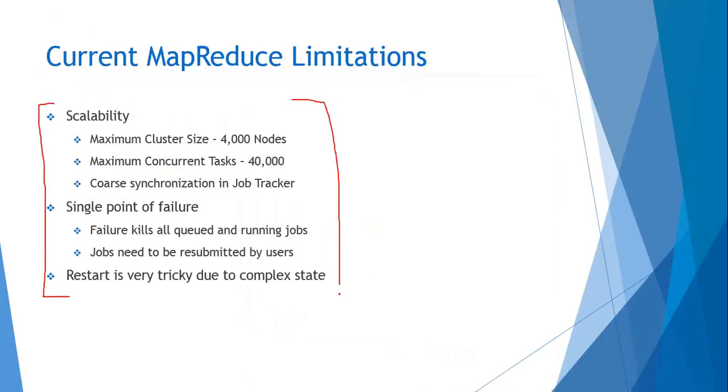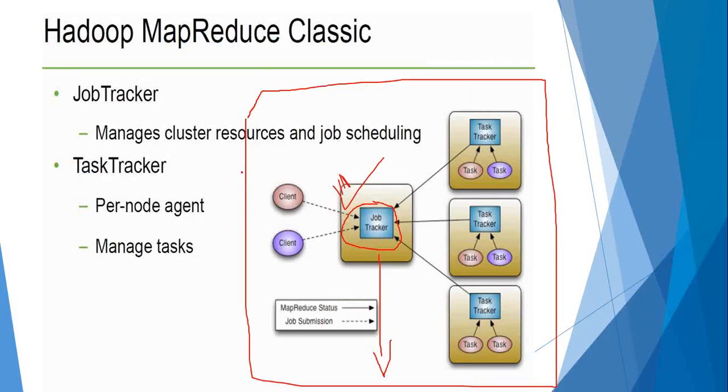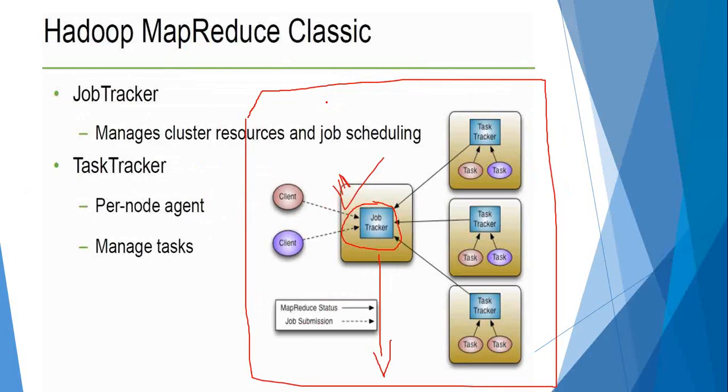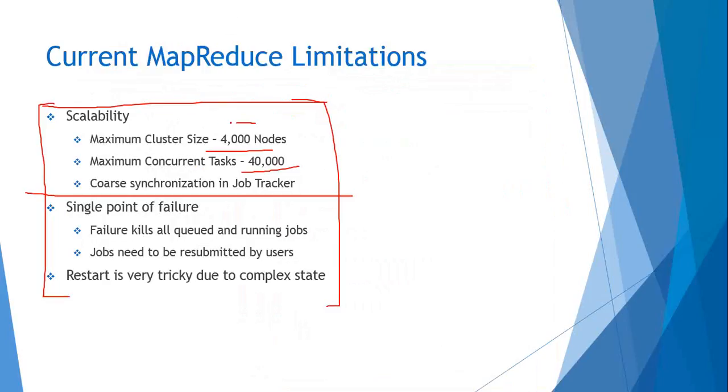So the maximum cluster size which could be attained with this architecture was 4,000 nodes only, and the maximum concurrent tasks this approach could have handled, based on vertical scaling and things like that, was approximately 40,000. And after that, there were code synchronization issues in the job tracker, and people were not able to achieve scalability more than this with this kind of architecture. Although the figures are high, in this world, it's nothing. Moreover, as I was telling you, there was a single point of failure.